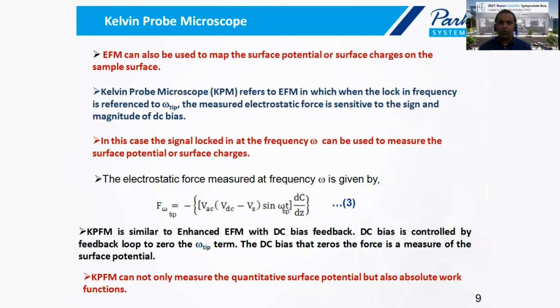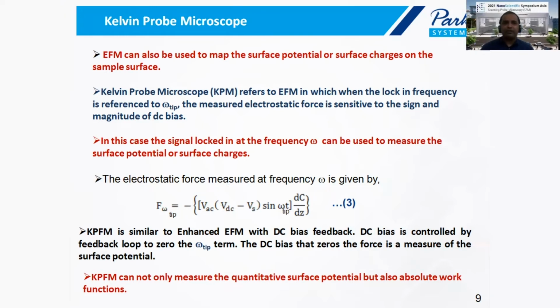Now, what is done additionally in this case is that, if you take a look at equation number 3, we have this term VDC minus VS. In this case, if this bias voltage VDC becomes equal to your surface potential, then the electrostatic force goes down to 0. Okay.